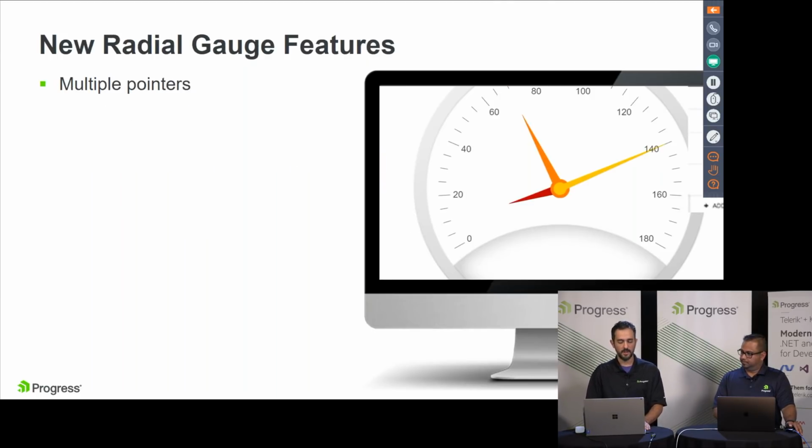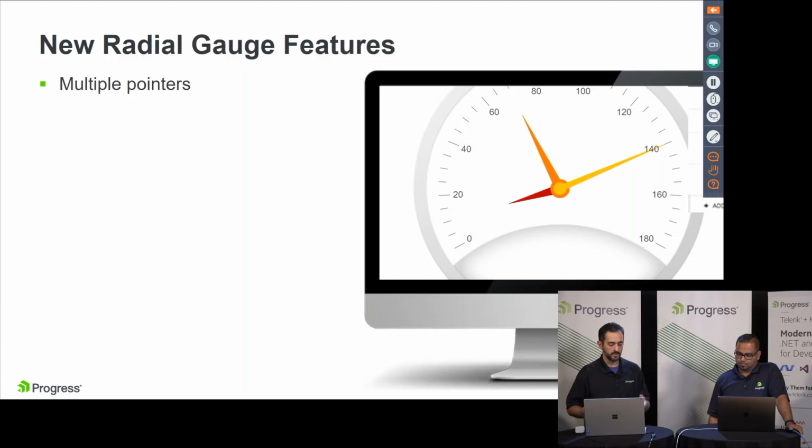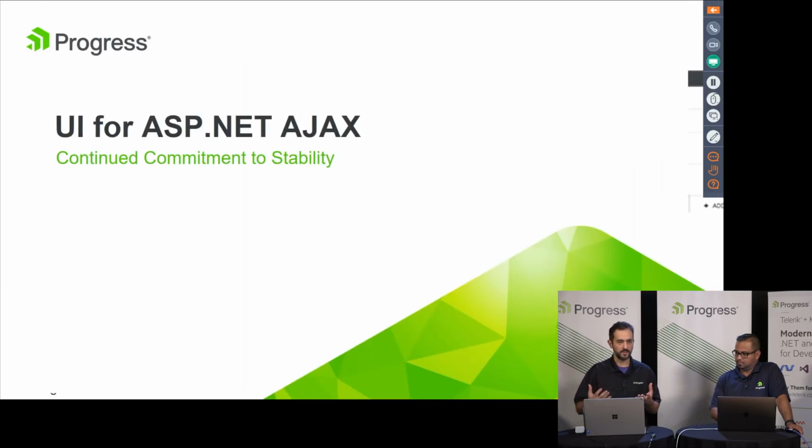Another thing that we've updated is the radial gauge. We have the ability to do multiple pointers now. So again, you can have radial gauges like this, and then we have the ArcGauge, so you can build some really complex data-driven dashboards.